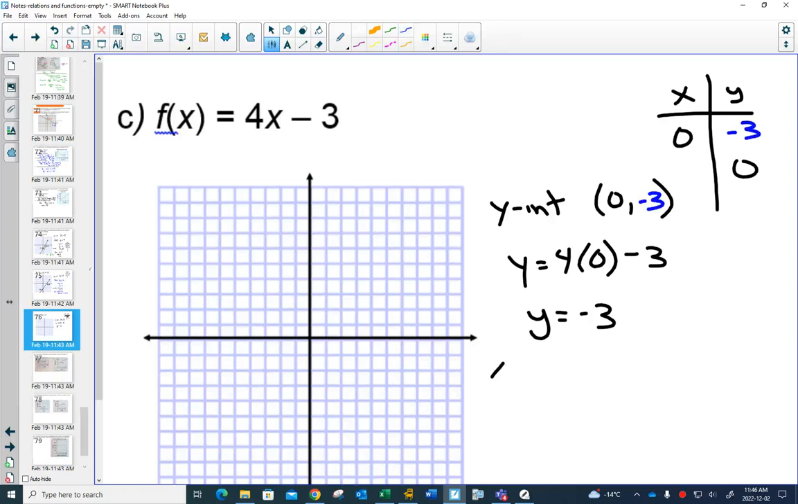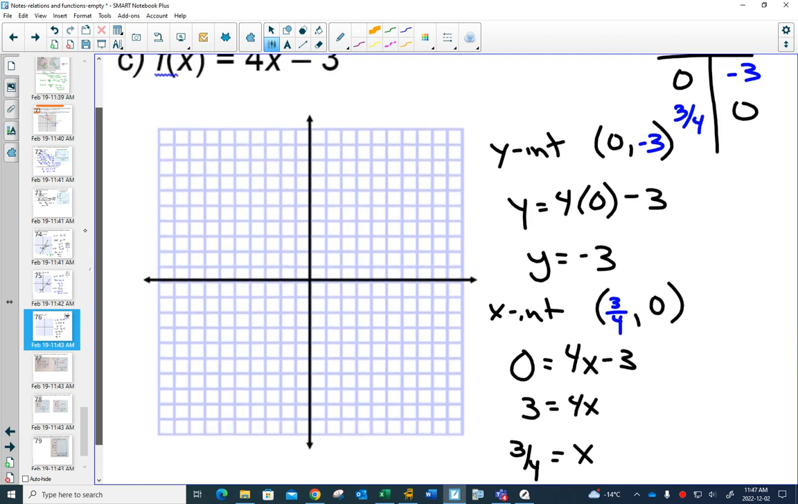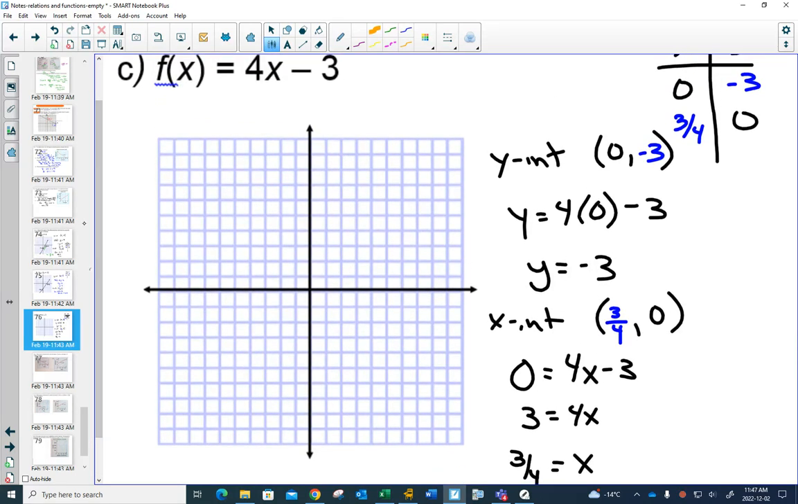And then your x-intercept, you know that it's going to be something comma 0. You plug in 0 for f of x. Add 3 to both sides. Divide both sides by 4. Ooh, we get a fraction. Can you go through that again? Mm-hmm.